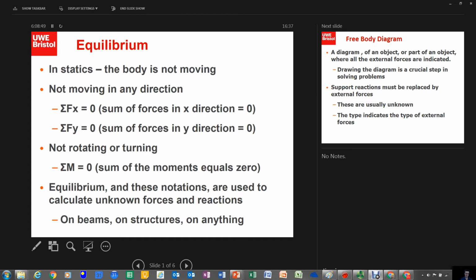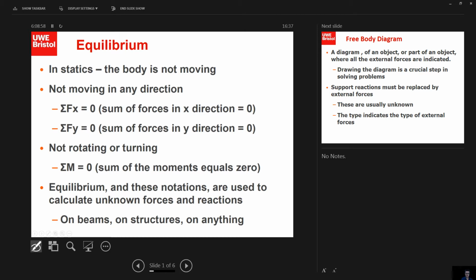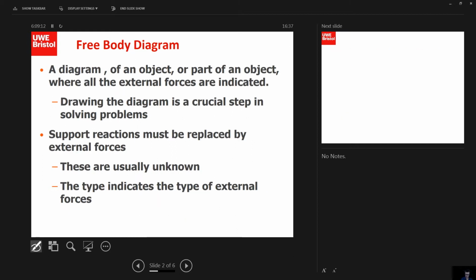And I've said here that the body's not moving. I mean, strictly speaking, yes, the body could be moving with constant velocity. We're saying that it's not changing its sense of motion, so there's no acceleration happening there.